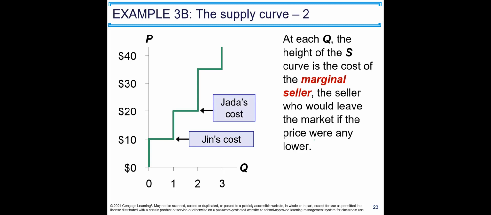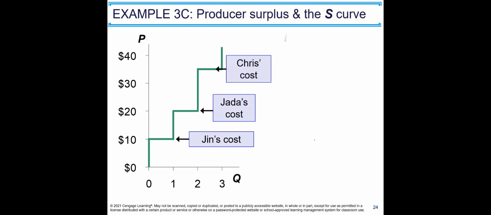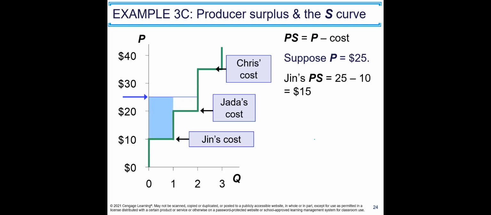Jeda, 20, Chris, 35. And producer surplus is price minus cost. Suppose price is $25. Then Jean's producer surplus is the area between the price line and the supply curve. And that is equal to 25 minus 10, 15.